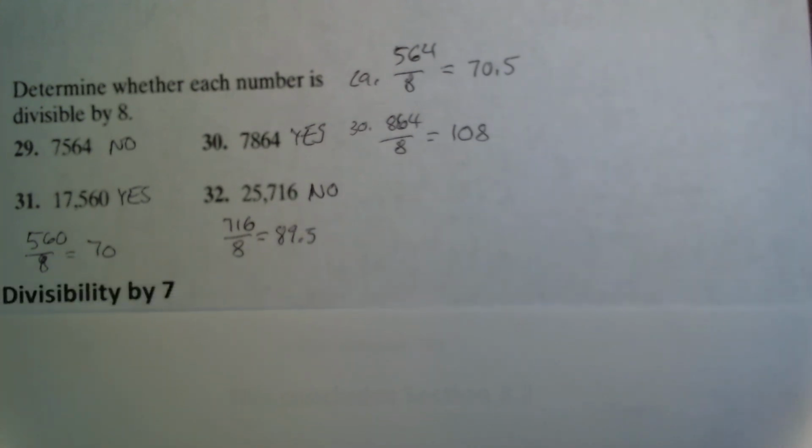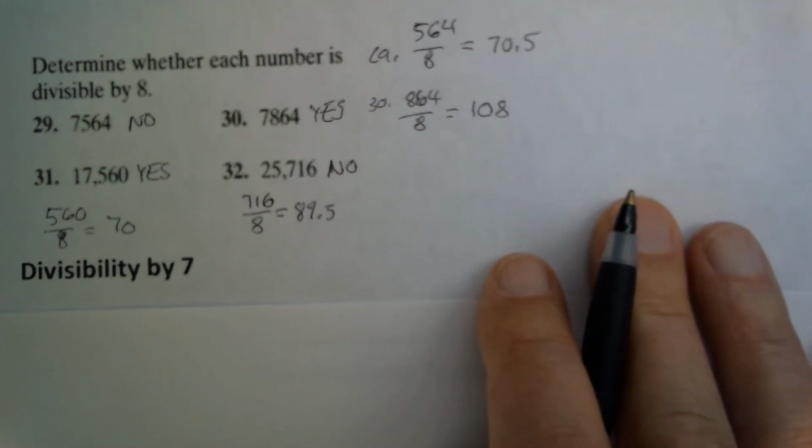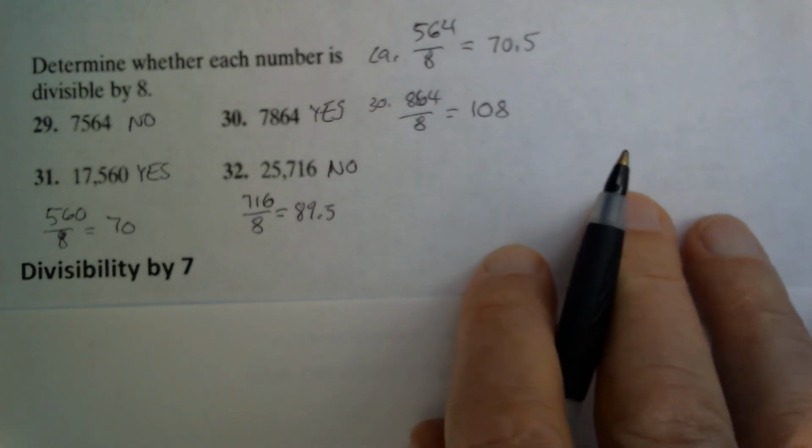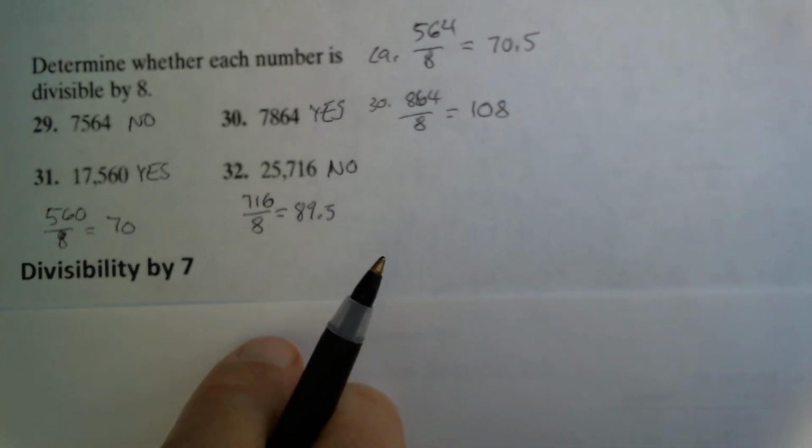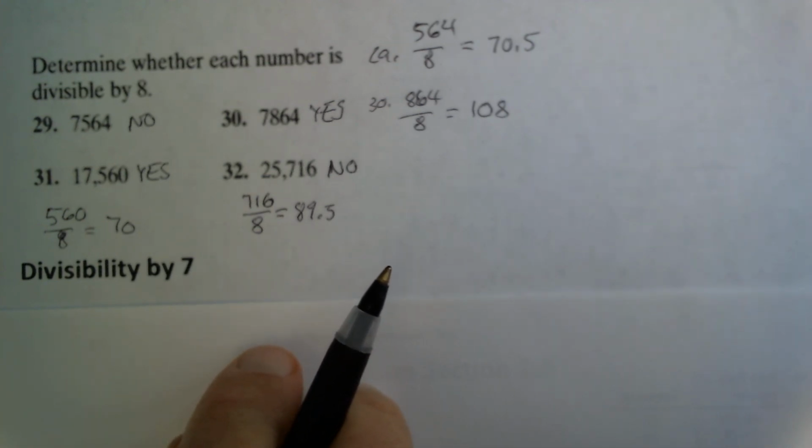And last but not least, there's divisibility by 7. And there's a test for that, but it's really quite involved and quite complicated to administer. And so it's usually better just to either use a calculator or do long division to determine whether a number is divisible by 7. A similar comment applies to divisibility by 11.